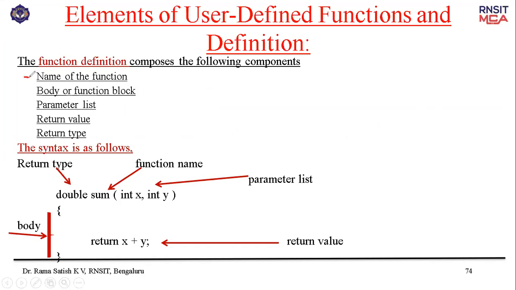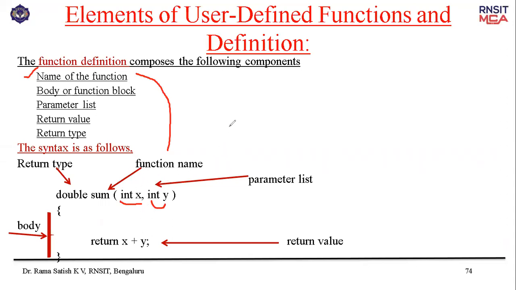You need a name of the function. Normally, the name of the function here, look at here, sum is nothing but the name of the function. And the body of the function. The body of the function is normally written within curly braces as a compound statement. Next, the parameter list. Parameter list means what are the variables that are being passed from the main function to the user defined function. So these are the values, x value and y value, that are passed from the main function to the user defined function. And return type.